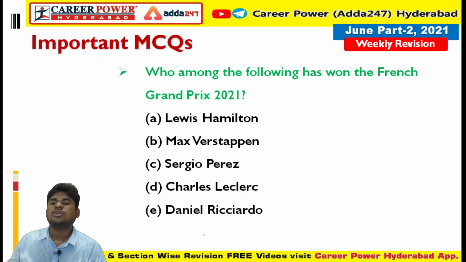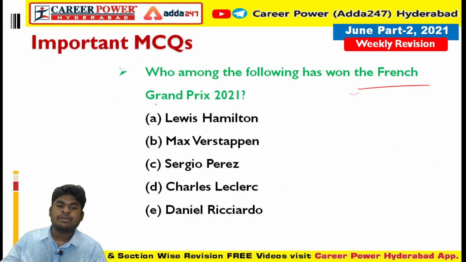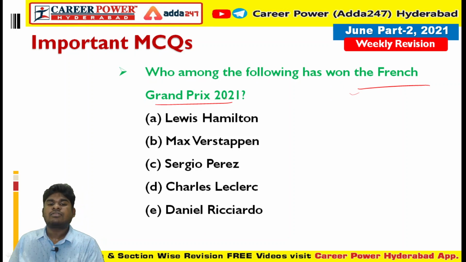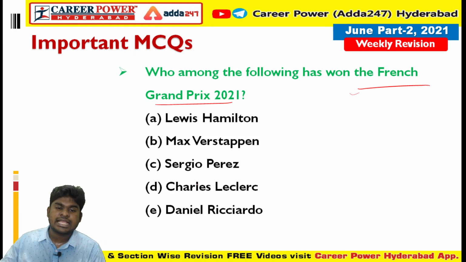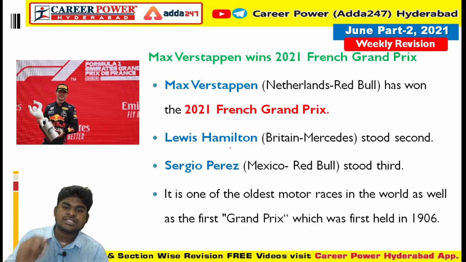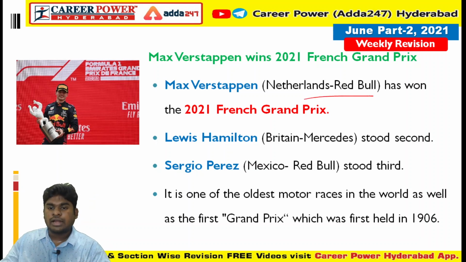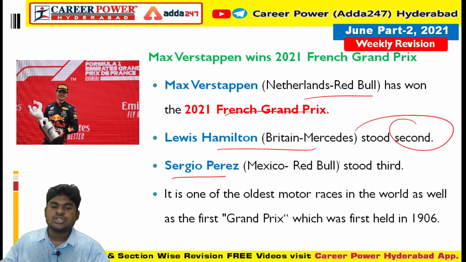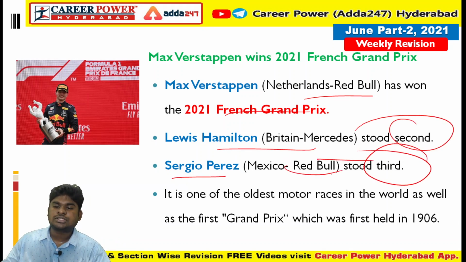Next is, who among the following has won the French Grand Prix 2021? The answer is Max Verstappen. Max Verstappen of Netherlands, Red Bull Racing, has won the 2021 French Grand Prix. Lewis Hamilton of Britain stood second. Sergio Perez of Mexico stood third.